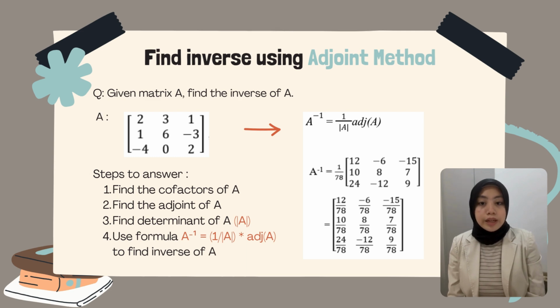Next, find the adjoint of A by transposing the cofactor matrix. Thirdly, we need to find the determinant of A. And fourth, we use the formula for A inverse, which is 1 over determinant of A times adjoint of A. After substituting all of the values into the formula, we find that the answer will be as shown in this slide.